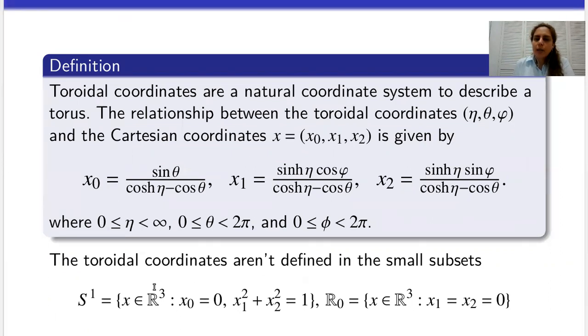Also, as you know, the toroidal coordinates are not defined on these sets. I denoted by S1 the set of x in R3 such that x0 is equal to 0 and x1 square plus x2 square is equal to 1, and I denoted by R0 the set of x in R3 such that x1 and x2 are both equal to 0.